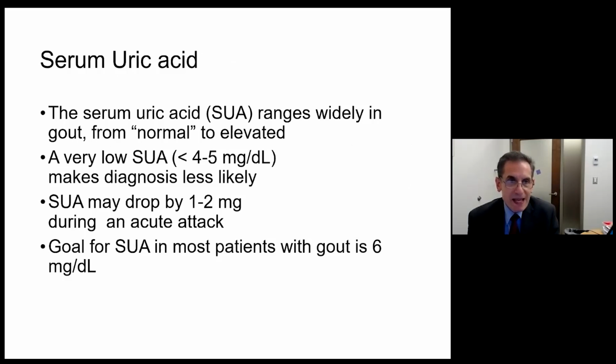What about the serum uric acid? It's important to remember that the serum uric acid ranges widely in gout from normal to elevated. So if a patient has a very low serum uric acid, say less than 4, this makes the diagnosis of gout less likely. But it's important to remember that in an acute case of gout, the serum uric acid level may drop 1 to 2 milligrams per deciliter during that acute attack. In managing patients with chronic gout, it's important to know that the goal serum uric acid is 6 milligrams per deciliter or below.